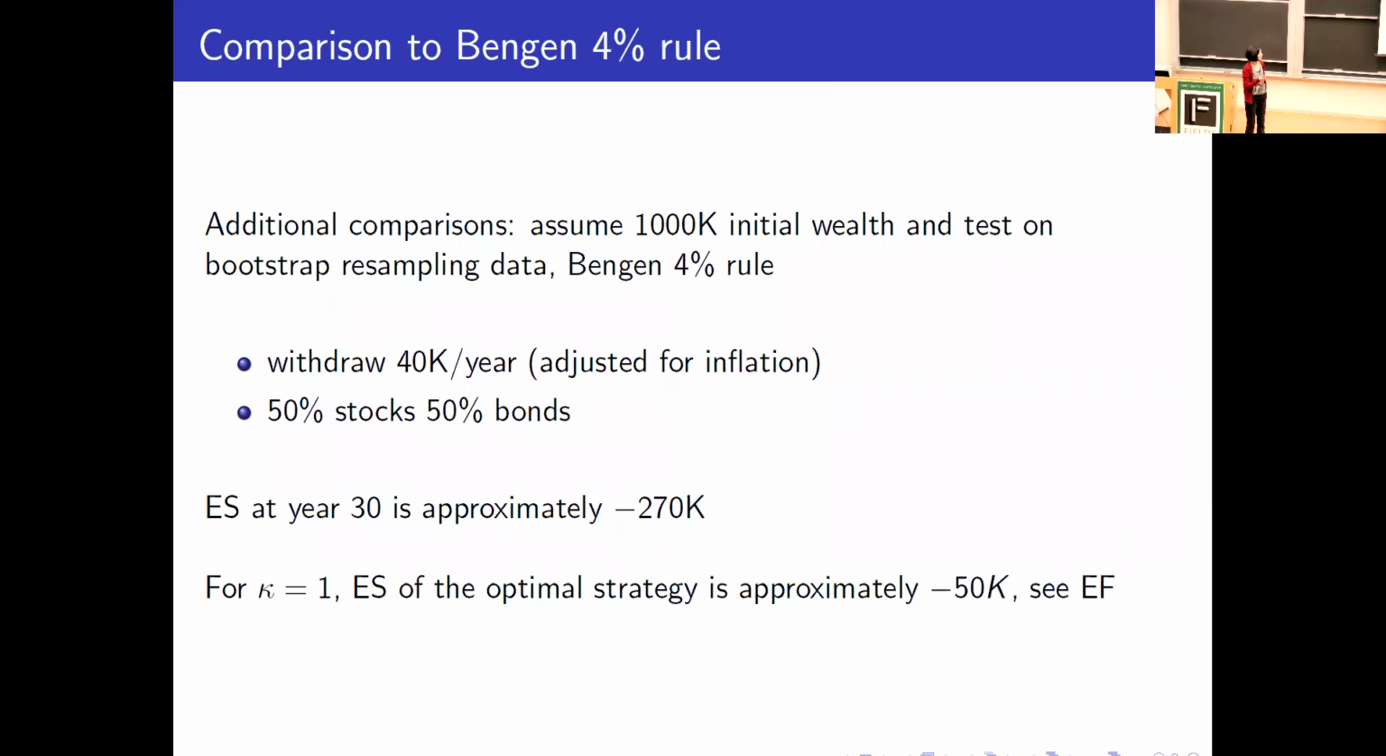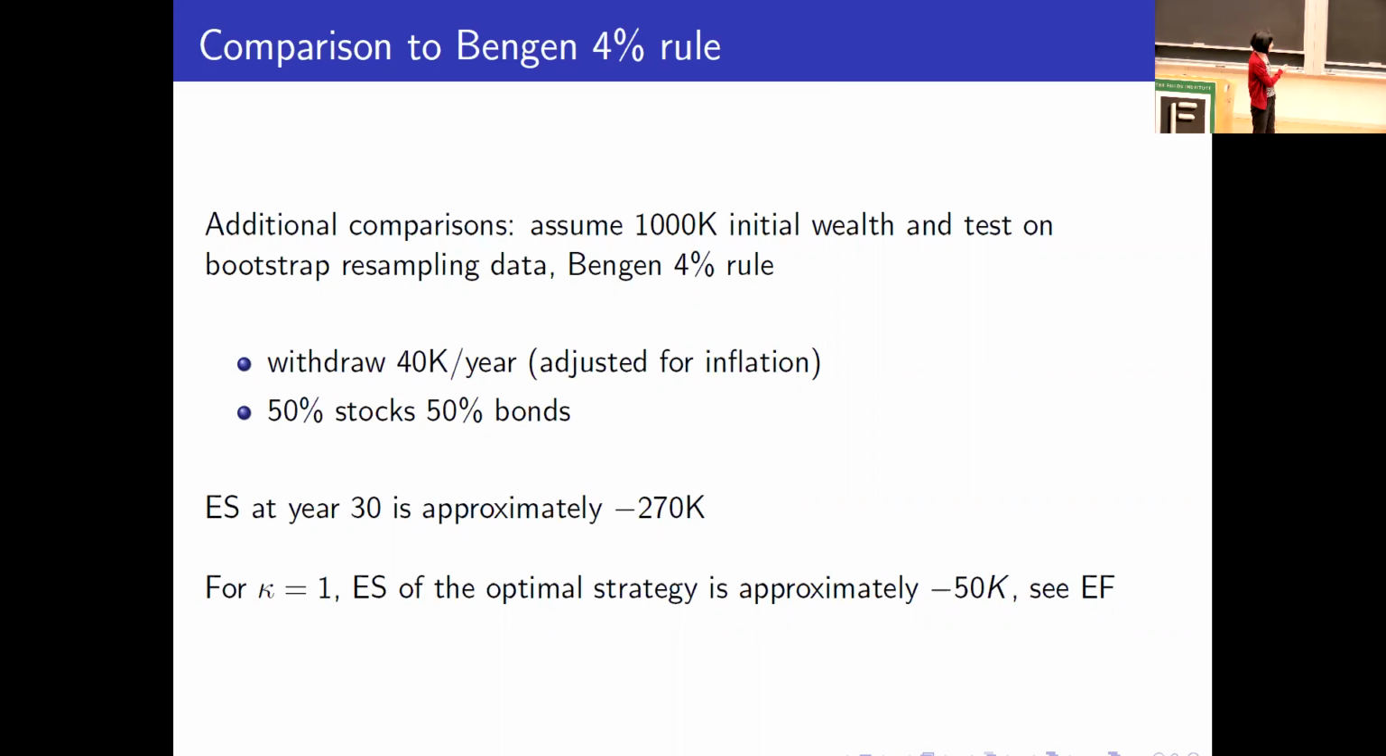And so let me just further compare to Bengen's 4% decumulation rule. If you assume a $1,000K initial wealth, and you test the strategy not on the rolling 30-year historical horizon, but on block resampling, the different scenarios, different permutations of the market past, right?